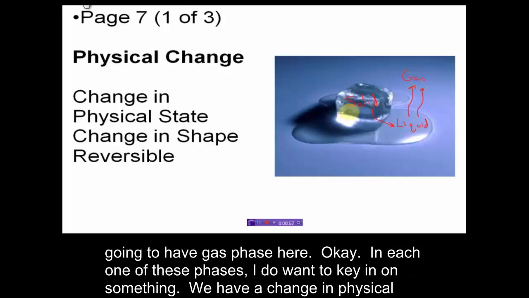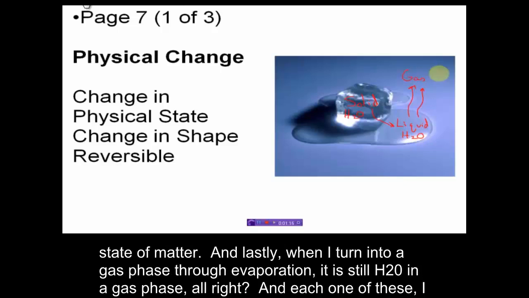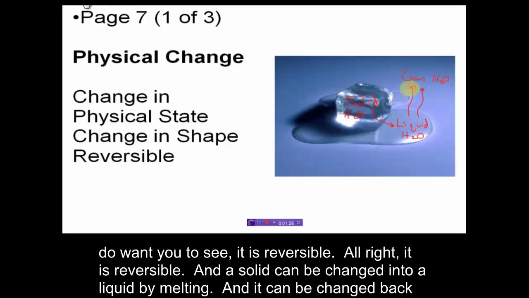Okay, in each one of these phases, I do want to key in on something. We have a change in physical state. The ice cube is H2O. It is water in the solid state. When it melts, it turns into a liquid. But it is still H2O, just in a different physical state of matter. And lastly, when I turn into a gas phase through evaporation, it is still H2O in the gas phase. All right? And each one of these, I do want you to see, it is reversible. All right? It is reversible.